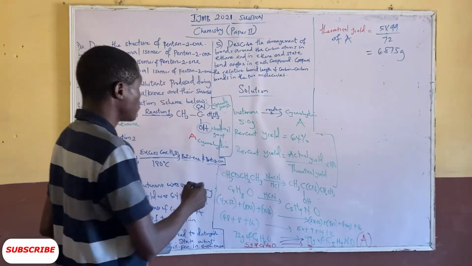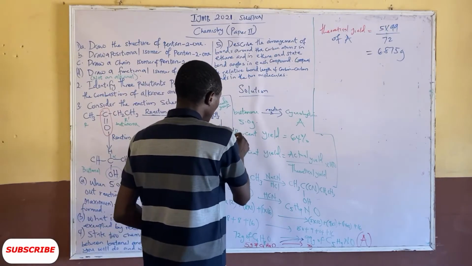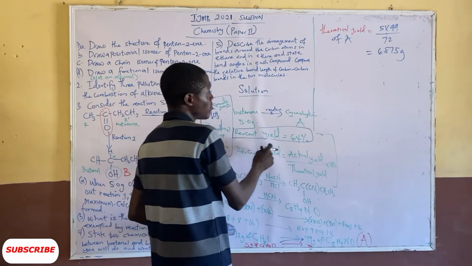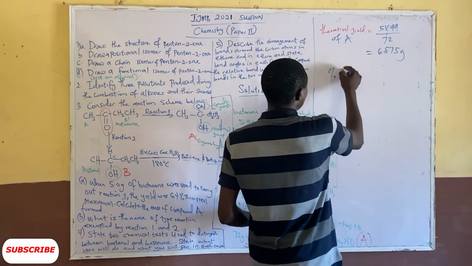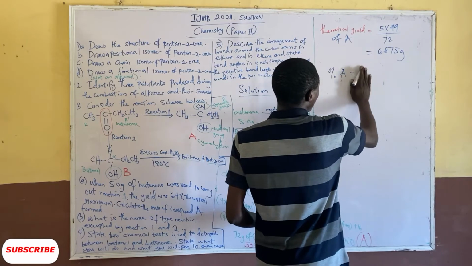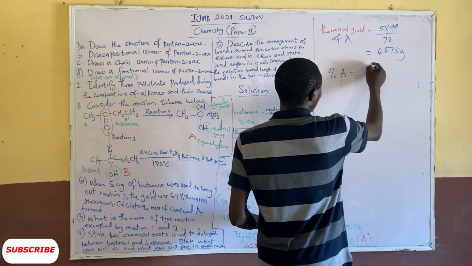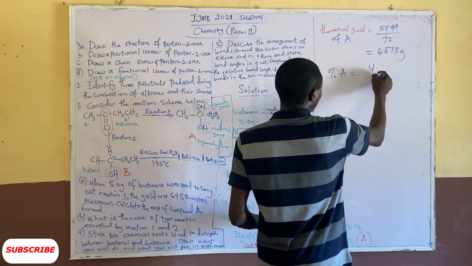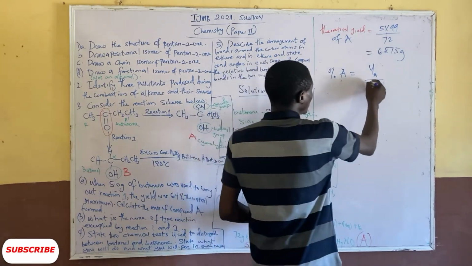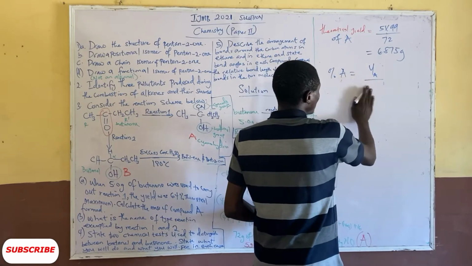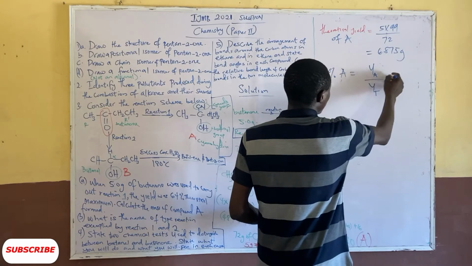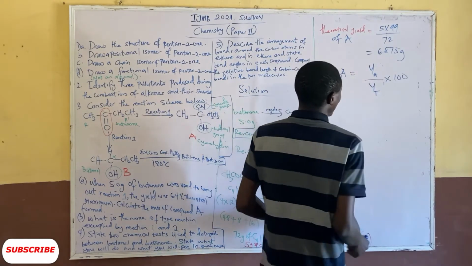Now we are given the percentage yield. Note that the percentage yield of A is 64%. So the percentage yield of A is equal to the actual yield of A over the theoretical yield, the actual yield over the theoretical yield, times 100.